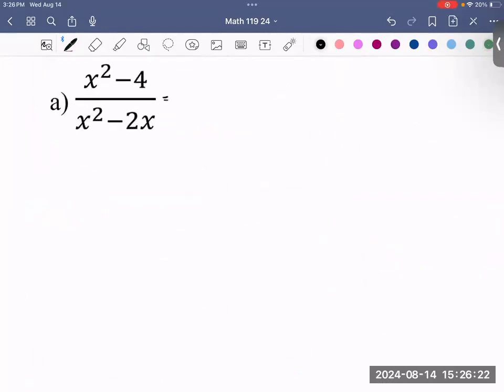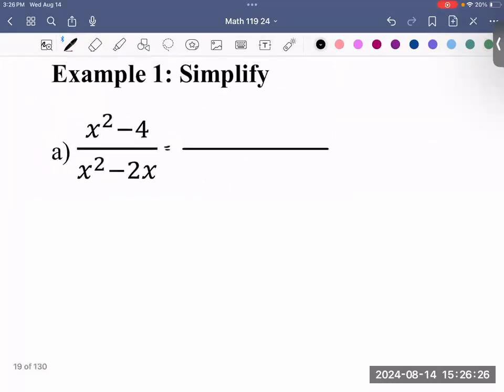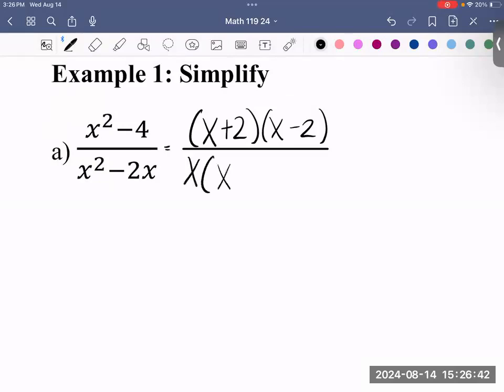So this first one is a special one. We have the difference of squares. So this is when we have x plus 2 and x minus 2. If you don't know how to do that, please go back and watch 1.3. And the next one, what do these have in common? Well, there's a GCF of an x in common, with an x minus 2 left behind.